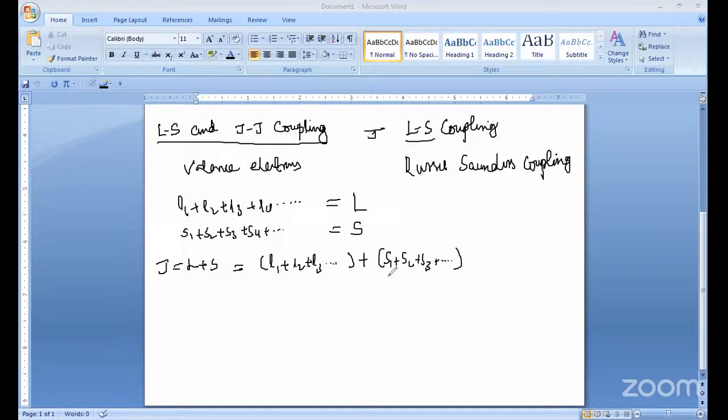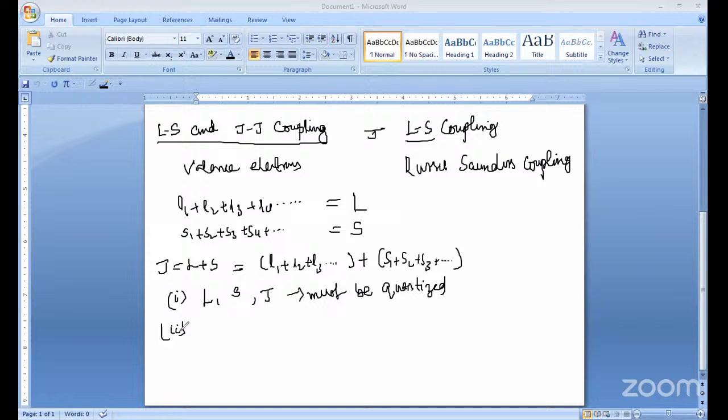These are quantized, and certain quantum rules must be followed to form the resultant J. The first one is that all three vectors L, S, and J must be quantized. L is the orbital motion of the electron, S is the spin motion of the electron, and the combination of these two gives J. So all three vectors L, S, J must be quantized.